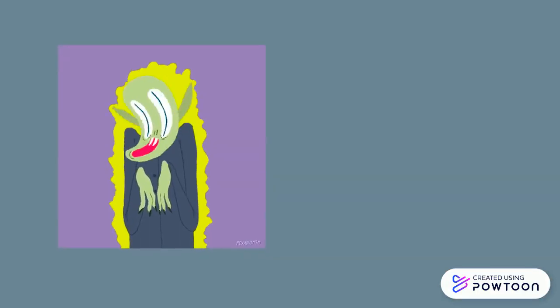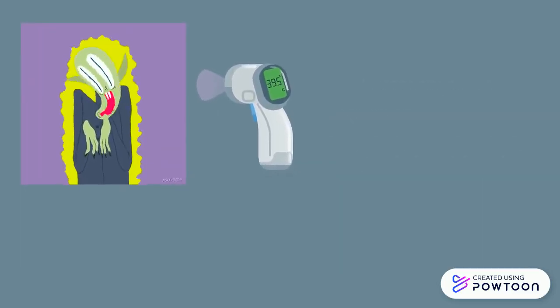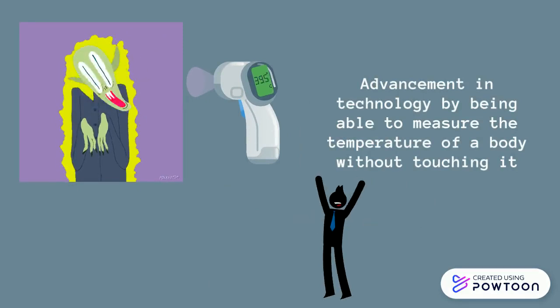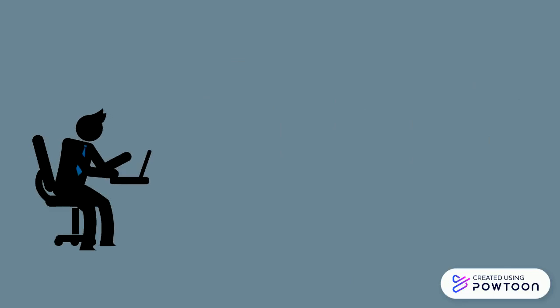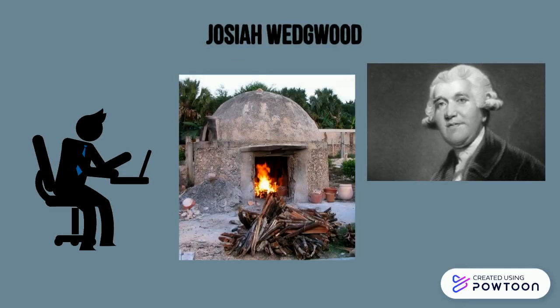Thus, the idea that radiation from a body can be used to measure its actual temperature resulted in the discovery of these laws and helped in the advancement of technology by being able to measure the temperature of a body without even touching it. The first pyrometer was invented by English potter and chemist Josiah Wedgwood during the mid-1700s. This is to measure the temperature in his kilns.